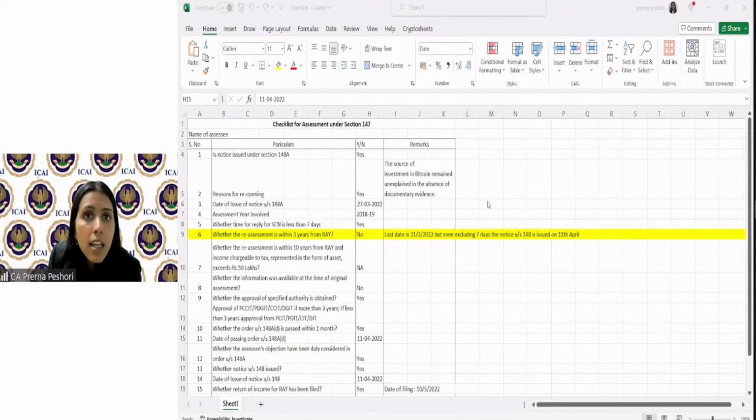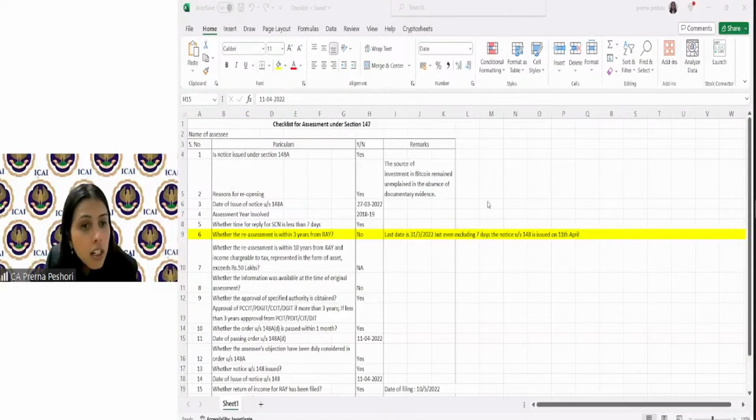And what does the law say? That you exclude that time which is given to you to reply. And after considering, if after excluding the time to reply, the period available for passing the order under 148A is less than 7 days, then extend the time period by another 7 days.